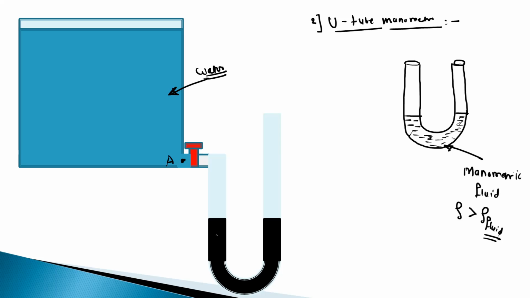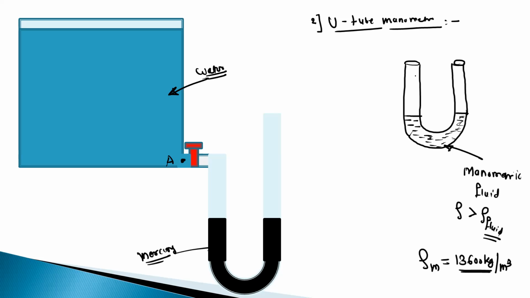Okay. So we will use mercury as the manometric fluid. Most of the time we use mercury as a manometric fluid, so it has the highest density. The density of mercury is equal to 13,600 kg per meter cube.